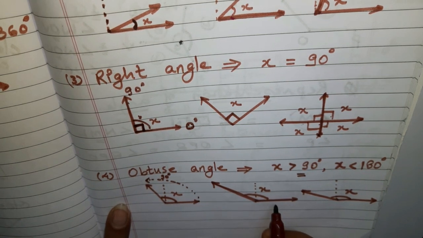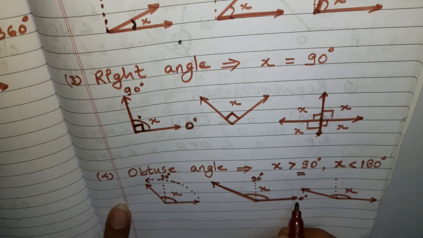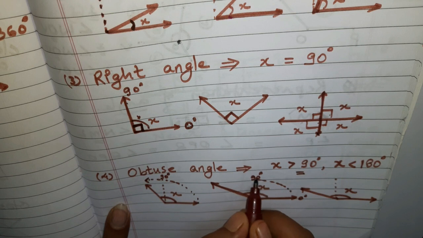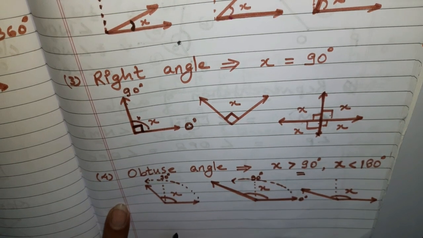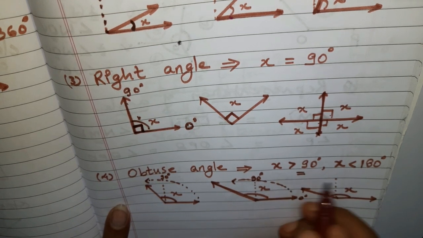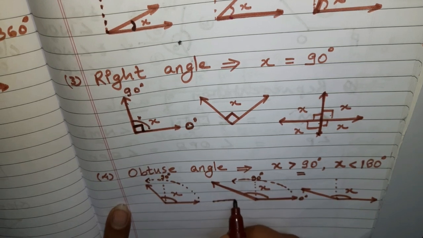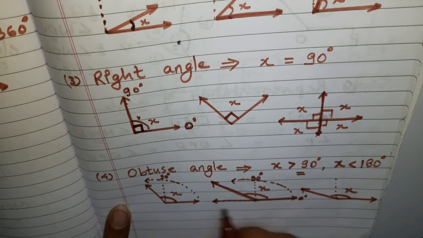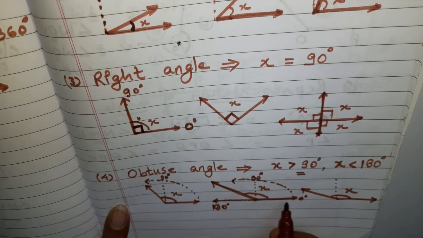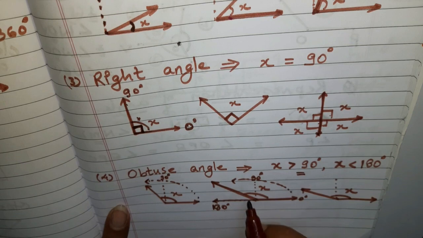Here also this is an obtuse angle. Why? Because if we consider this side as 0 degrees, then 90 degrees is here, and the ray is moving on after 90 degrees as well. Here also this is the case of an obtuse angle. Again, obtuse angles have two conditions: they are greater than 90 degrees but less than 180 degrees. If this is 0 degrees and this is 180 degrees, then obtuse angles are always greater than 90 degrees but less than 180 degrees.